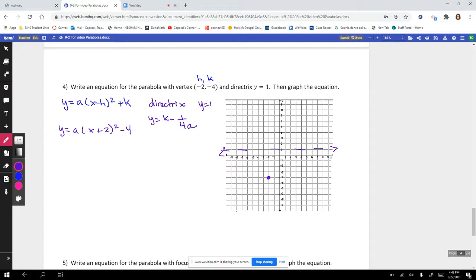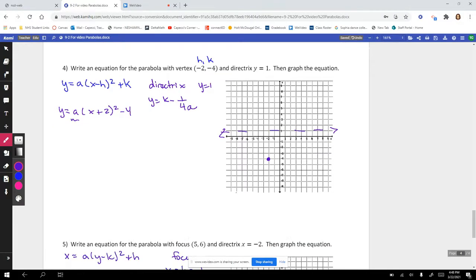Now, if I could just come up with that a value, I would have my equation. So this is where the directrix is going to come in handy. I'm going to use this equation right here.